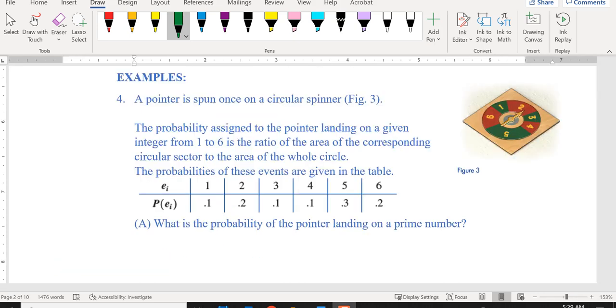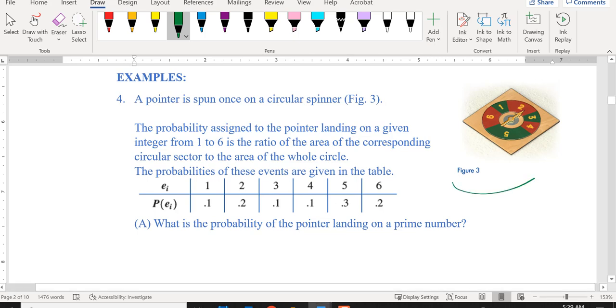Let's go do another example. Example number 4. A pointer is spun once on a circular spinner. So go see this figure over here. You're going to spin that pointer. The probability assigned to the pointer landing on a given integer between 1 and 6 is the ratio of the area corresponding to a circular sector of the whole circle. Okay, the probabilities of these events are given in the table.